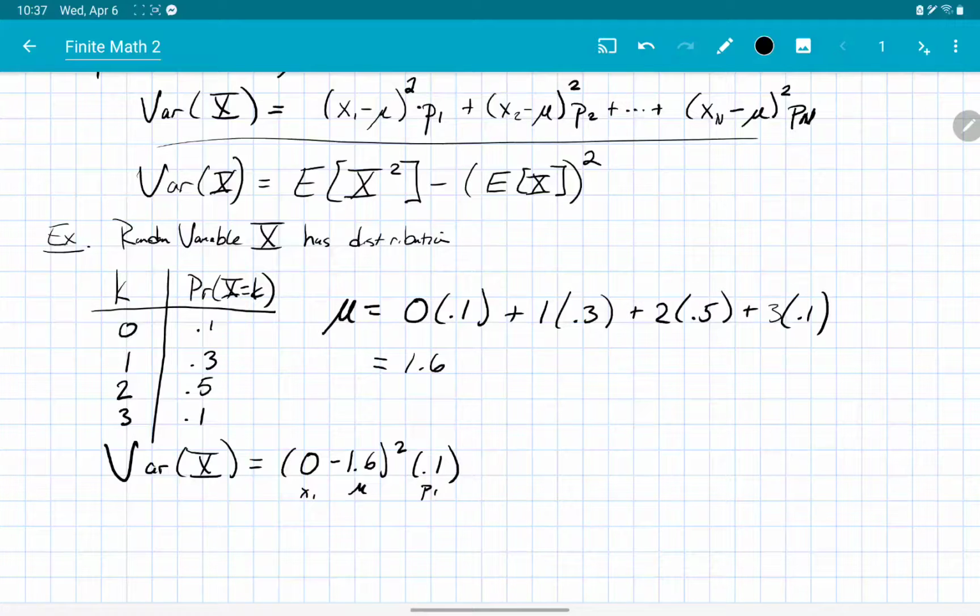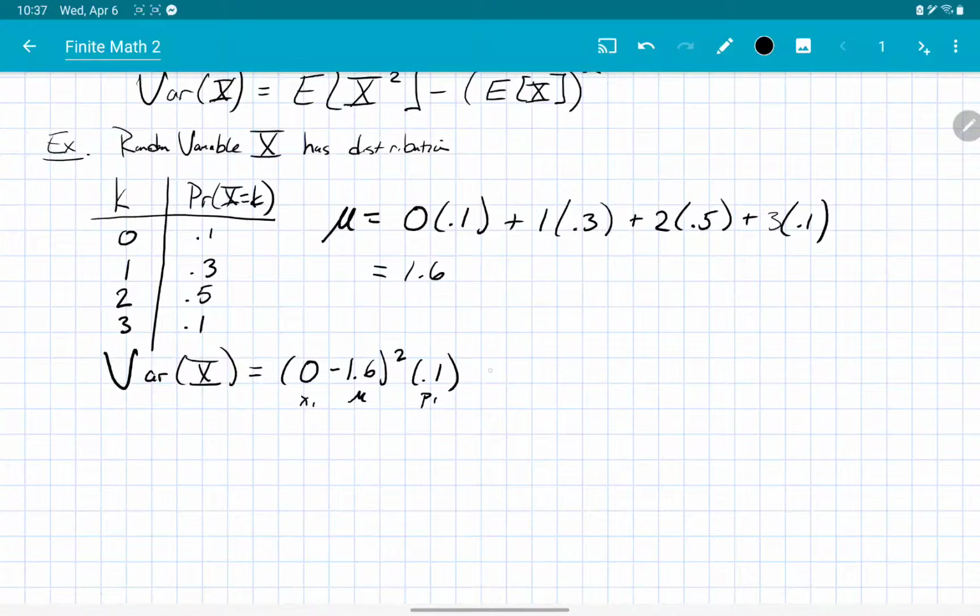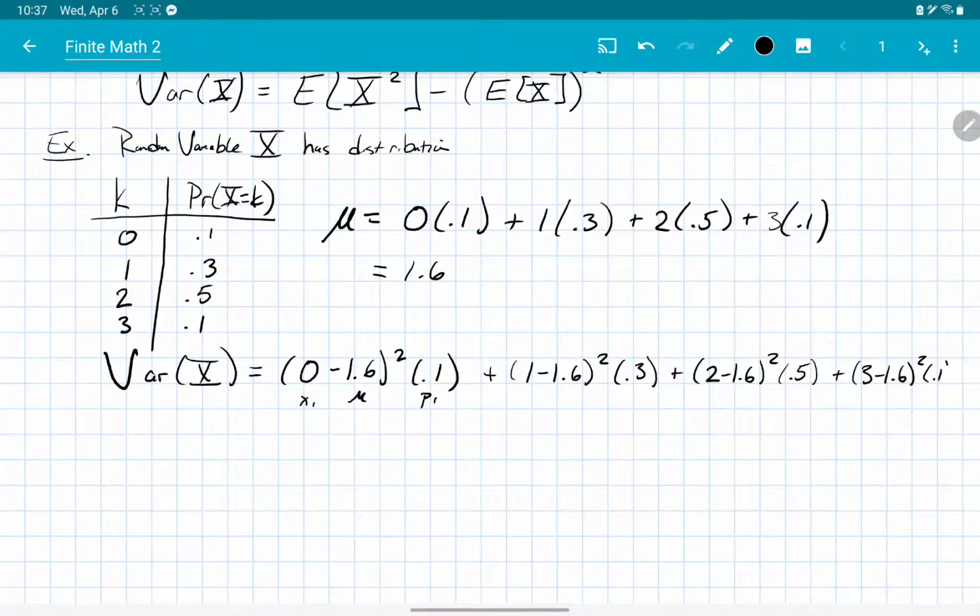Now I'm going to do that with the remaining values. So this is going to be 1 minus 1.6 squared times 0.3, 2 minus 1.6 squared times 0.5, and 3 minus 1.6 squared times 0.1. All right, multiplying those all, adding them all together, I've done it for us here. This turns out to be 0.64. So 0.64 is the variance of this random variable.